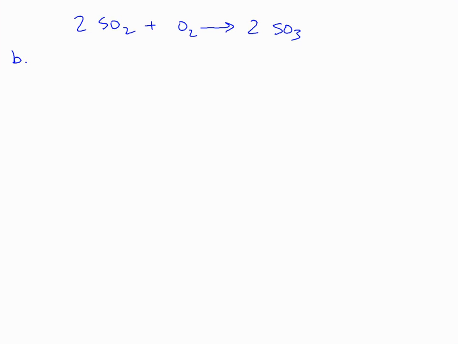Whenever they give you values for individual substances, and for this one it's negative 300 for that one, it's negative 371 for this one. When you start getting individual chemicals, this is where you know you're going to use the products minus reactants formula. It's one of those AP formulas. It's a pretty simple one, really.